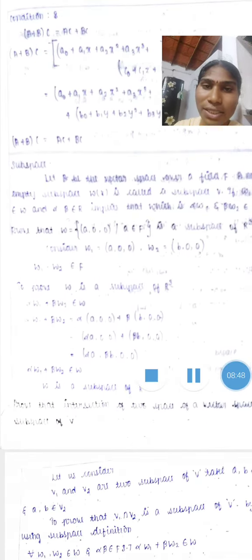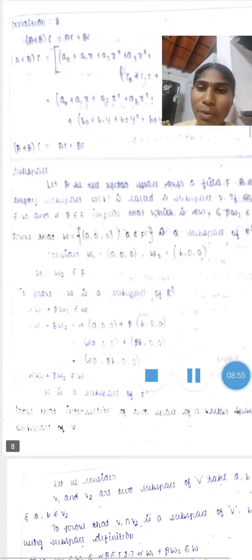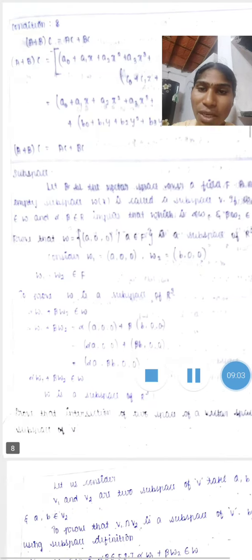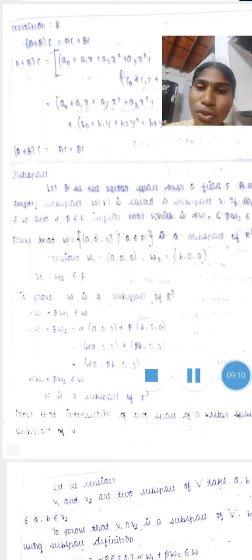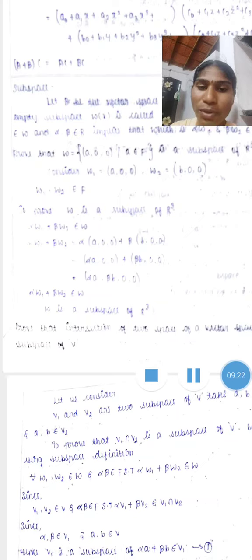Let V be a vector space over a field F. A non-empty subset W is called a subspace of V if W1, W2 belong to W and alpha, beta belong to F implies that alpha W1 plus beta W2 belongs to W. We have to prove W equal to {(a, 0, 0) : a belongs to F} is a subspace of R cube. So given W1 is equal to (a, 0, 0) and W2 is (b, 0, 0). So W1, W2 belong to W, where F is a field.